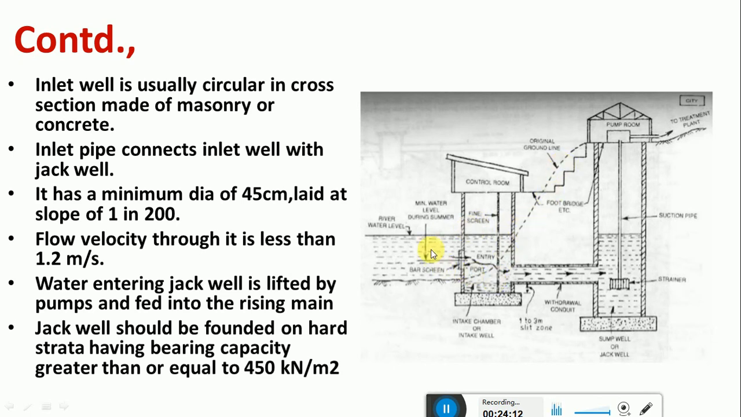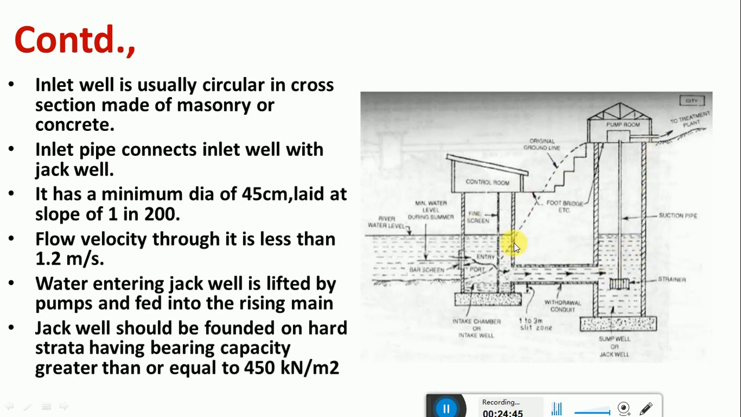So this is the river bank area and this is the river area. That is why it is called twin well type, because two wells are constructed in this type of intake structure. There is a condition to be satisfied to construct this intake structure: the jack well should be founded on hard strata having a bearing capacity greater than or equal to 450 kilonewton per meter square. And this is the twin well type of intake structure.